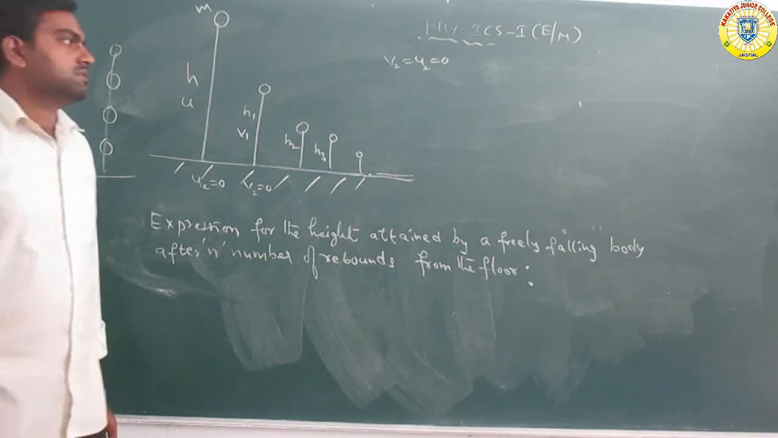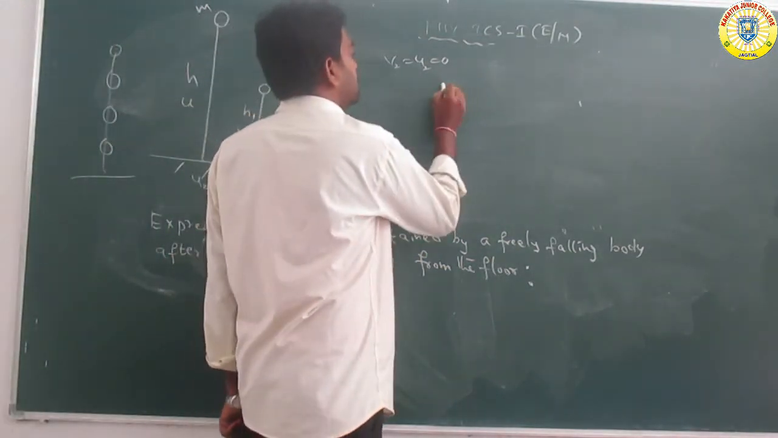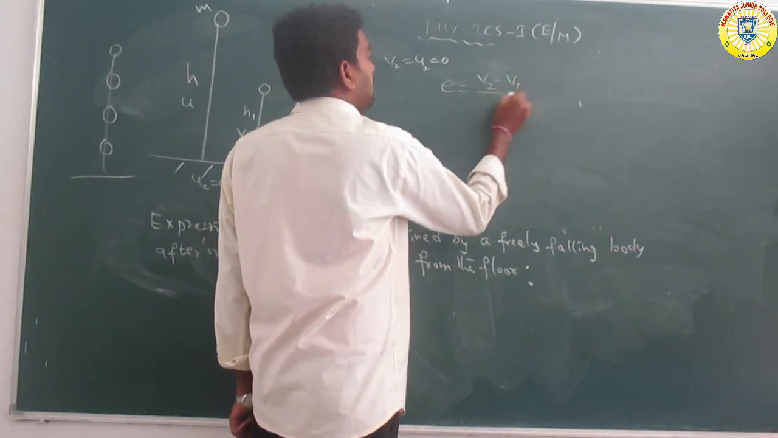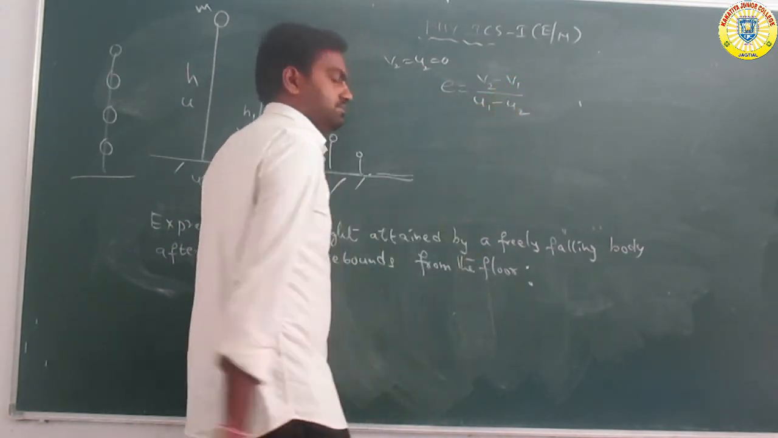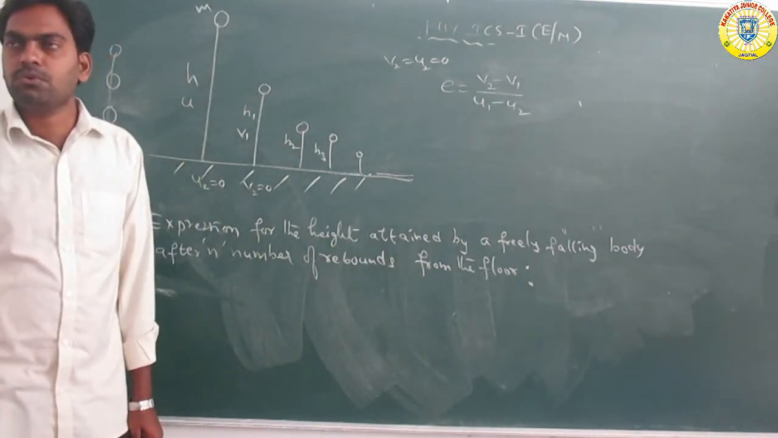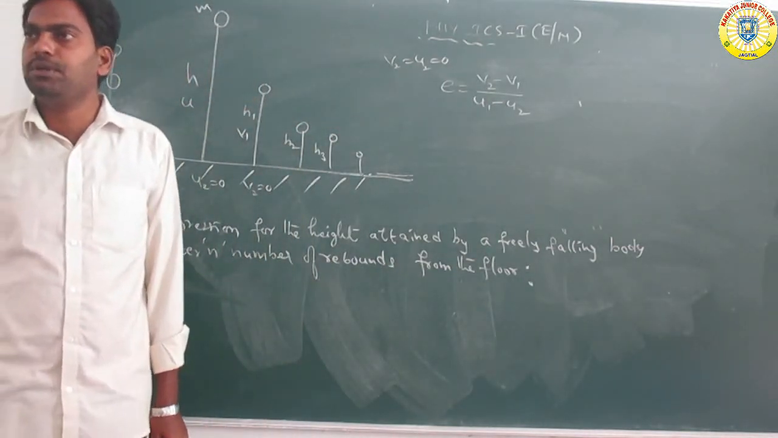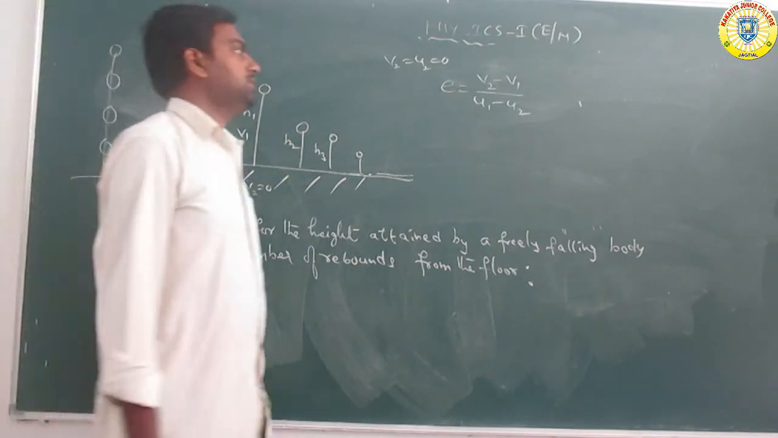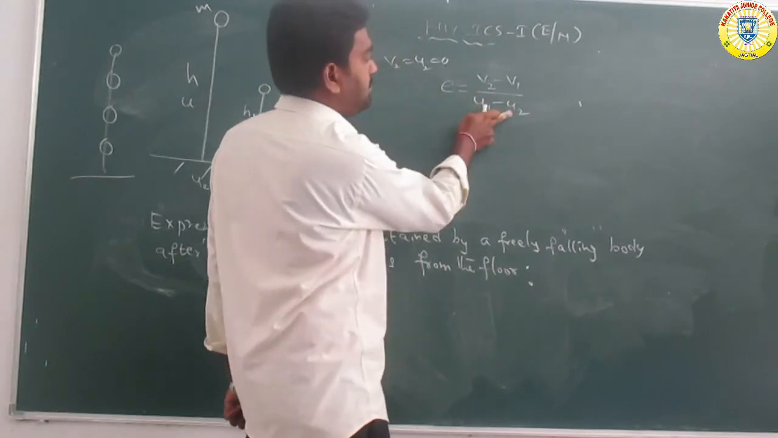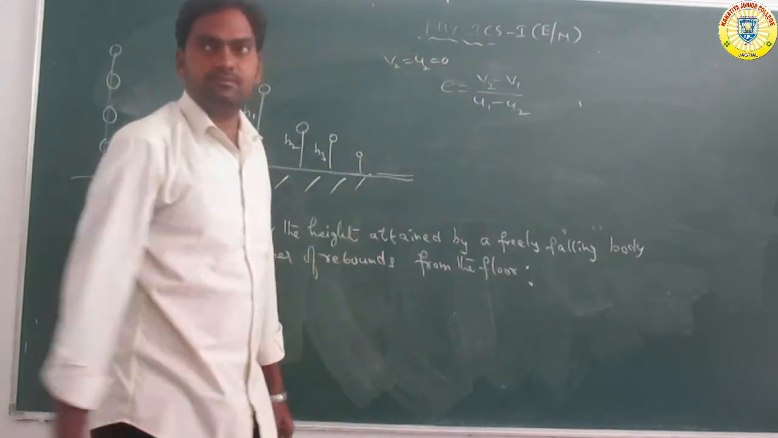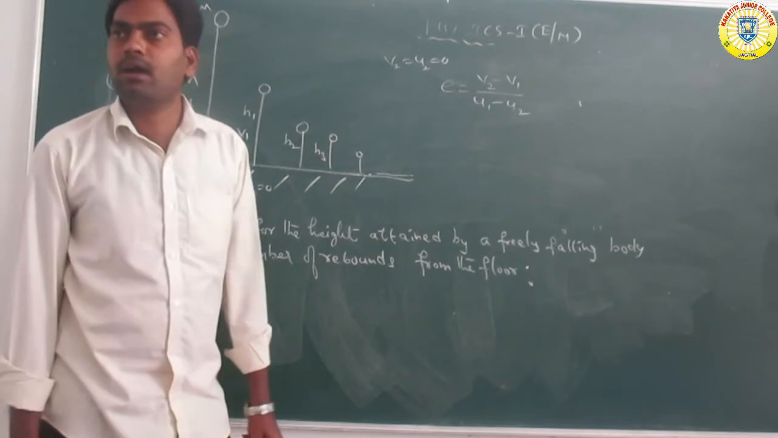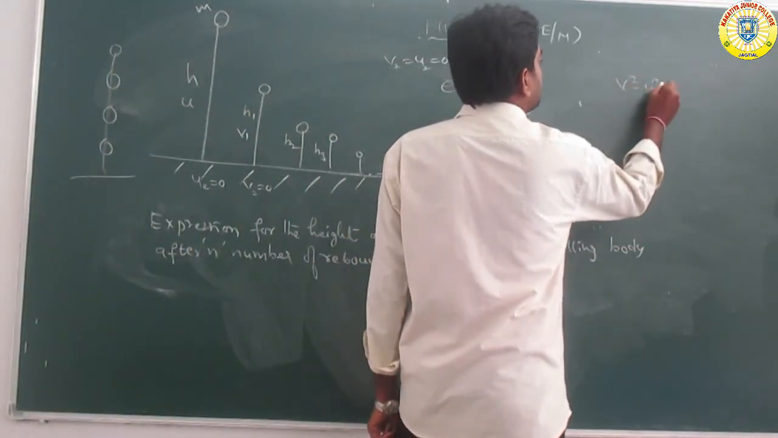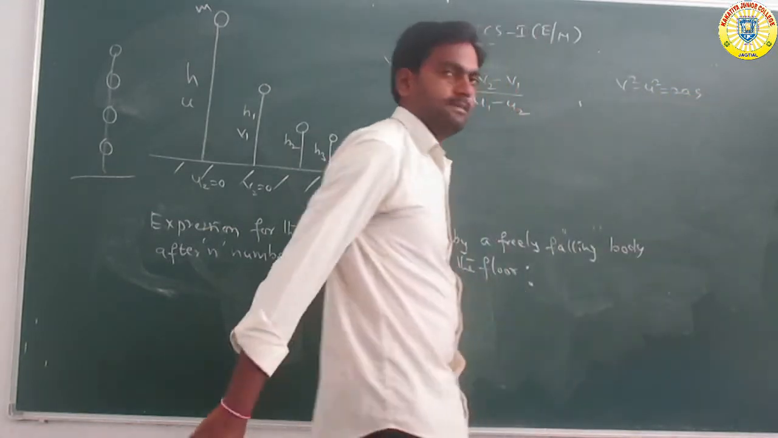According to the coefficient of restitution, E is equal to (v2 minus v1) by (u1 minus u2). Here v2 and u2 are two zeros. So remaining to find out are the velocities v1 and u1, by using the equation v square minus u square is equal to 2as.